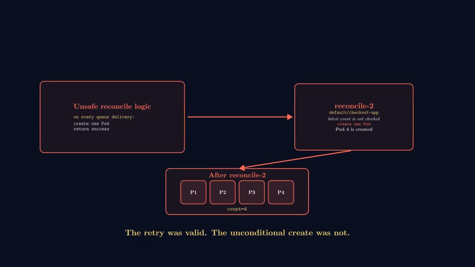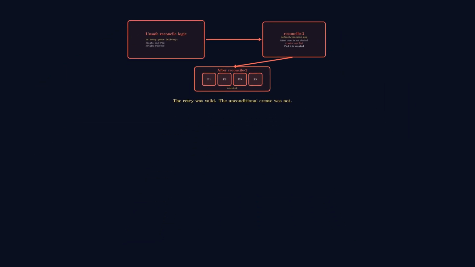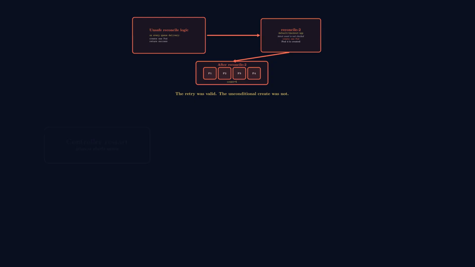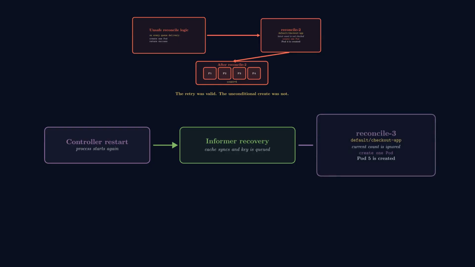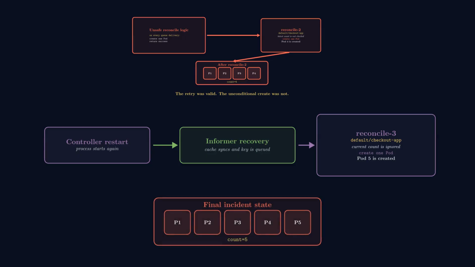A few seconds later, the controller restarts. After the restart, the informer gets the latest state again, and checkout app is added back to the work queue. That part is normal. The problem is that the controller runs the same faulty logic again and creates one more pod. Now pod 5 appears. So the restart itself did not create the extra pod. The real problem was that the controller created a new pod every time it was asked to check checkout app.